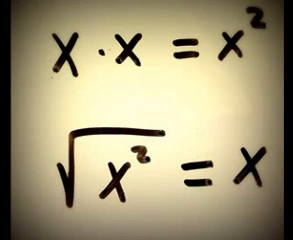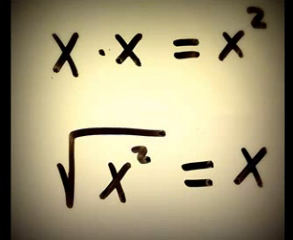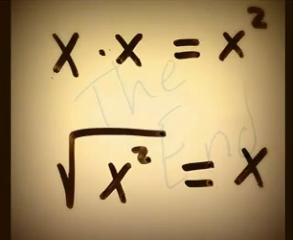Now I'm going to demonstrate this using actual variables. You'll see on the screen x times x. Think of it as the two stickmen running together. They equal x squared. Now when we take the square root of x squared, the square root cancels out the square, which equals just x, just like we got the single stickman.